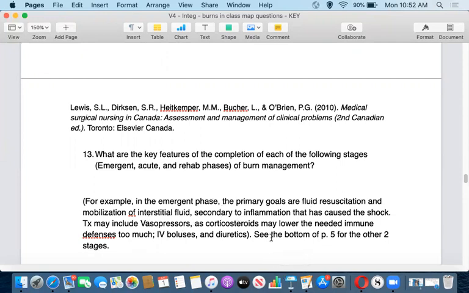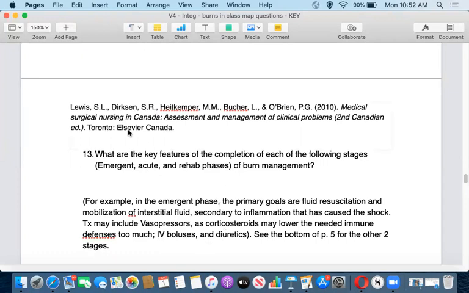But of the two, vasopressors, which cause vasoconstriction, is the preferred route because corticosteroids predispose the patient to greater immune deficiencies, and they're already at risk for infection from the burn itself with all that skin loss. They're exposed. There's no covering. So corticosteroids could be used, but it's not the best choice because it can lower their immune response, and they need a strong immune system to fight off the possibility of infection. They'll need IV boluses and diuretics. So that's an overview of the emergent phase.